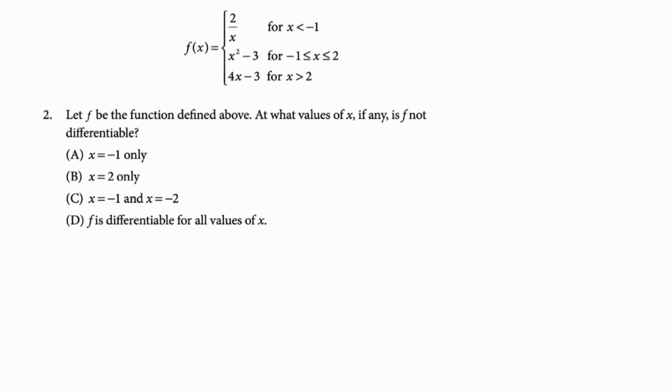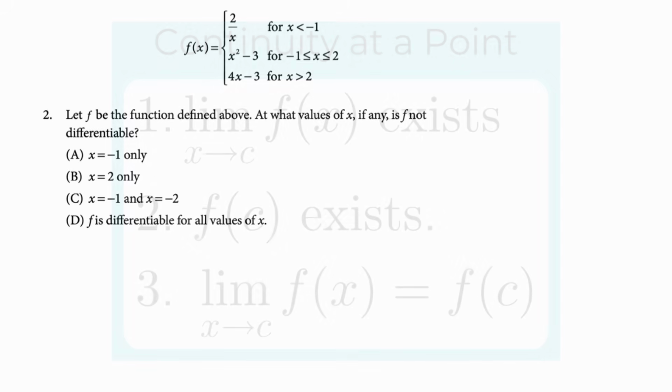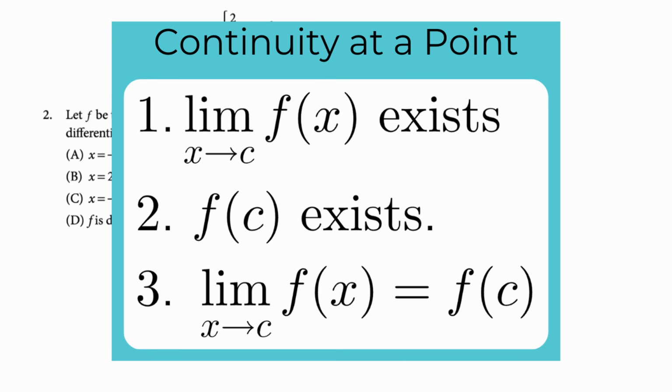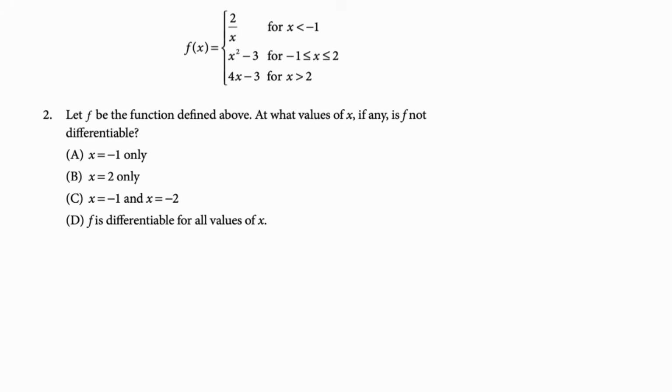Question number 2, let f be the function defined above. At what value of x, if any, is f not differentiable? All right, so we're going to need to show that this thing is continuous at -1 and 2, if it is. And then, if it is continuous, we need to show that the derivative from the left and the derivative from the right are going to be equal. So let's start with continuity, right?